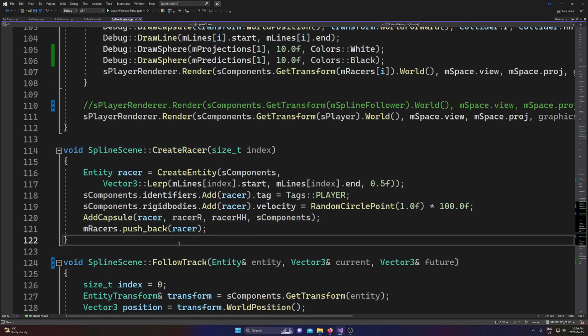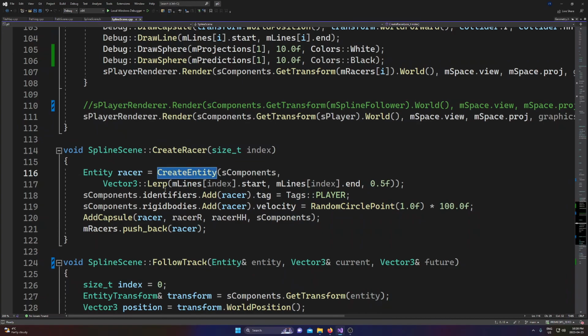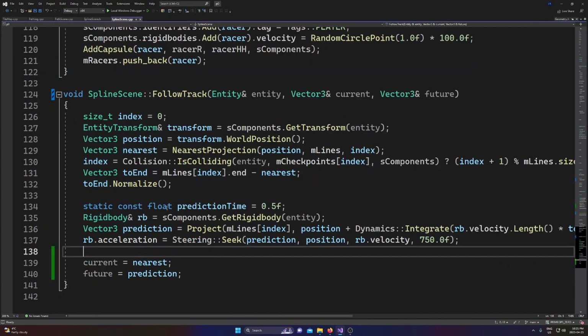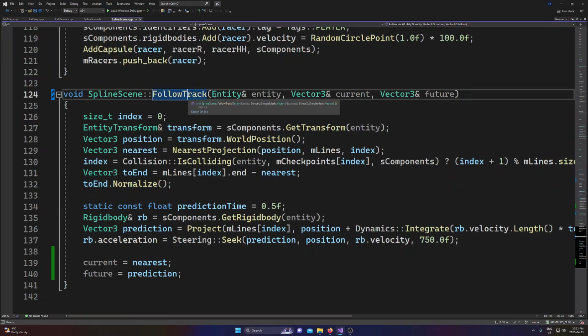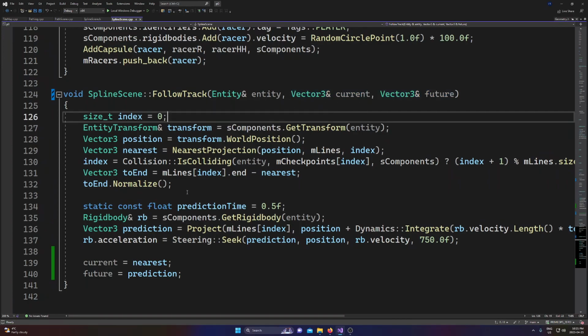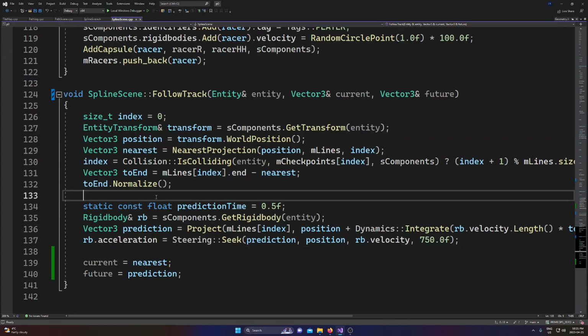Create a racer isn't really the point of this video. It just generates an entity, which is simply an identifier. It spawns them halfway between their respective line segment, and it gives them a random velocity as well as a capsule collider, and that's it for the racer. The interesting part is the follow track. So given an entity, and I recently added these two current and future outputs for the debug visual, but those aren't super important because they're just written to right at the end.